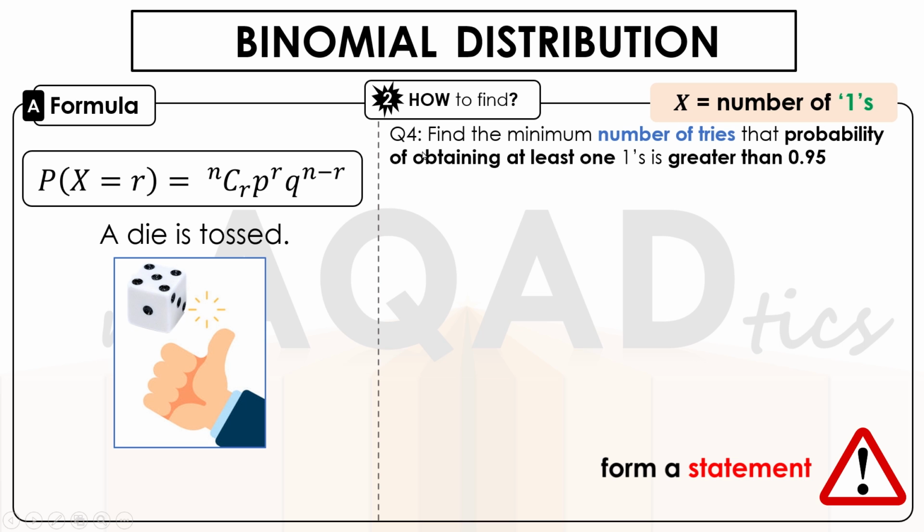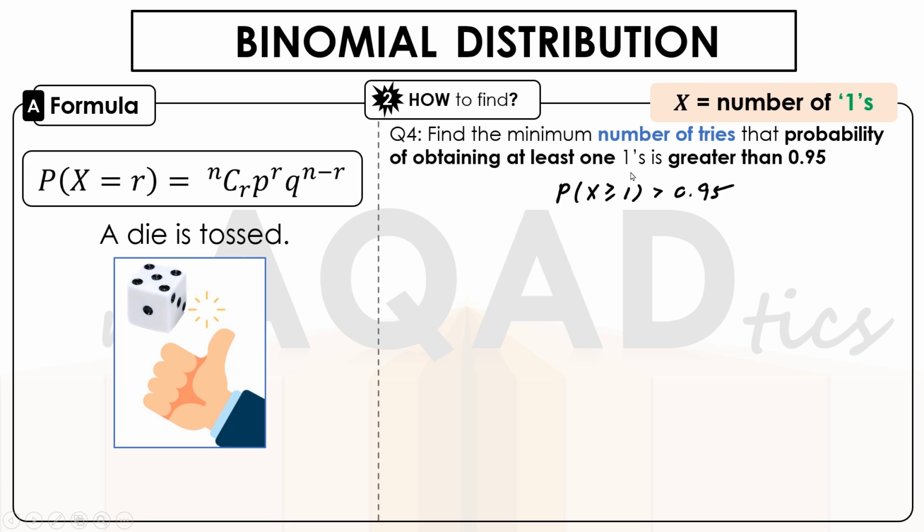Alright, so the probability of obtaining at least one once, we can write it this way. Right, P(x ≥ 1) > 0.95. So now the issue is this part. Okay, if you list down all the cases that we have, x more than or equal to 1 can be all of the values here. And we don't know where it ends because we don't know the value of n. Right? In the previous questions, we know the value of n, so we can stop. But this one we couldn't because we don't know the value of n.